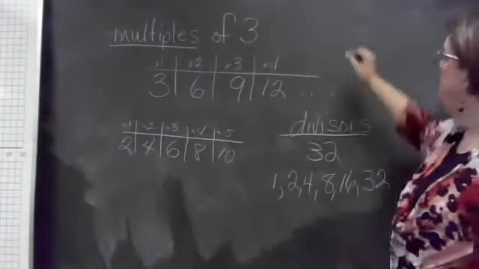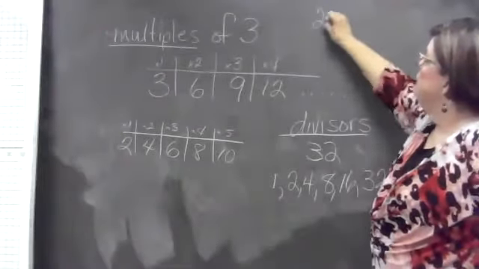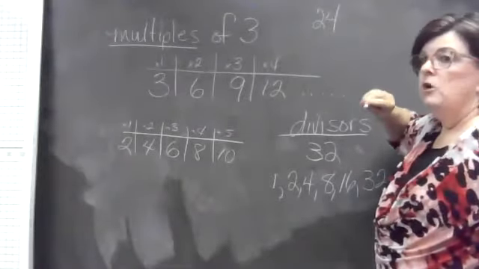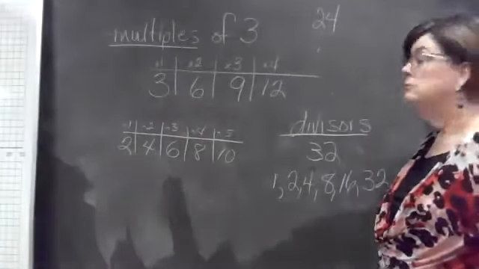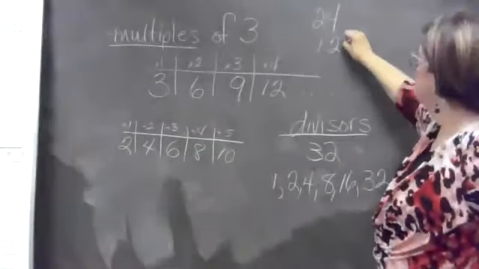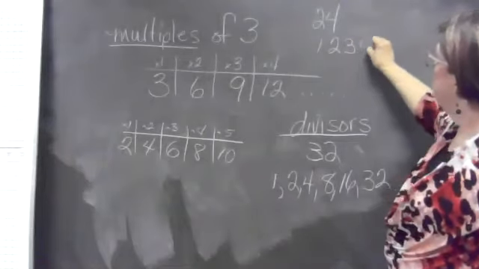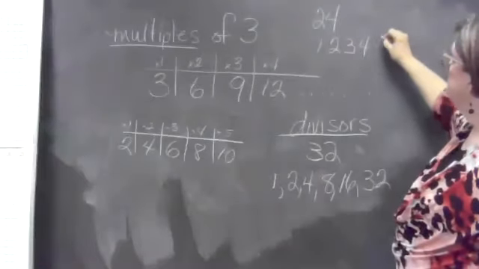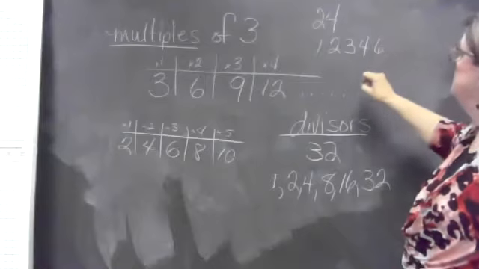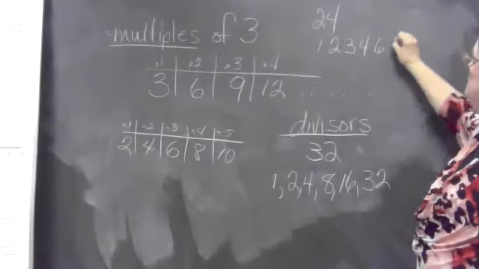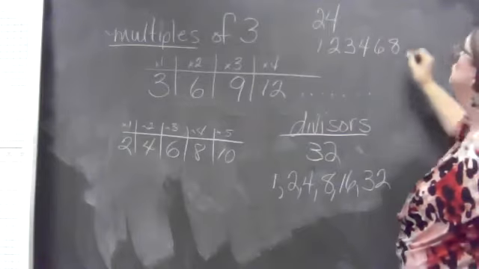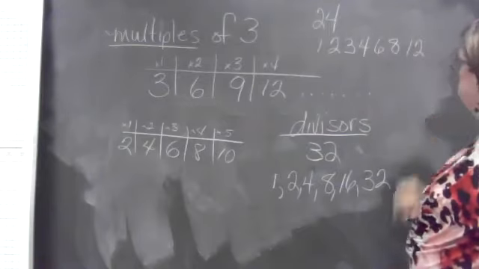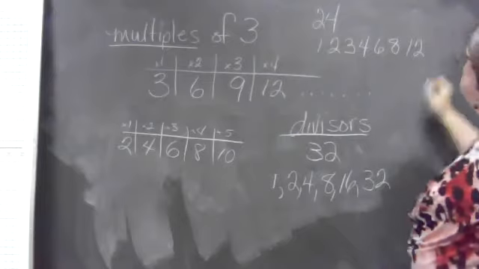So what about divisors of 24? Tell me. Always starts at 1. Well, 2? Yes. 3? Yes. 5, no. 6, 7, 8, yes. 9, 10, 11, 12, yes, and 24.